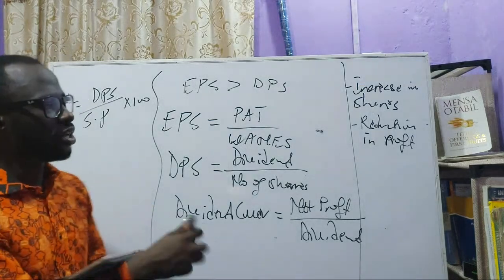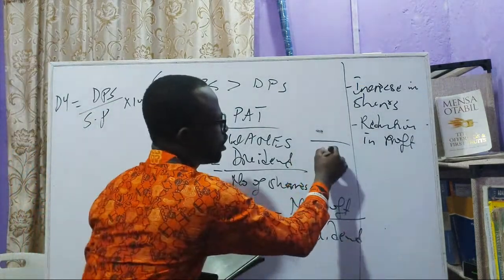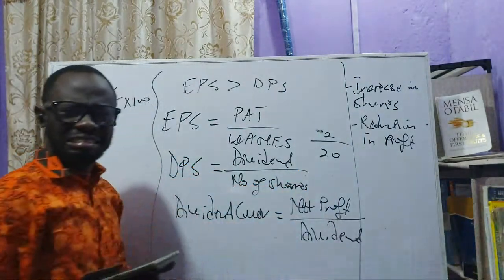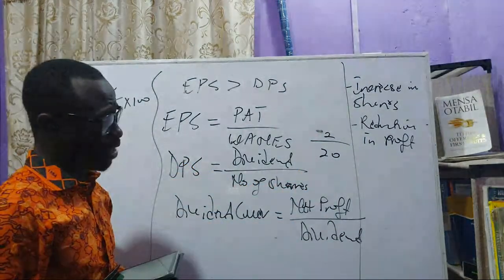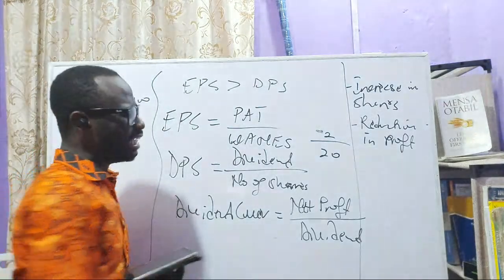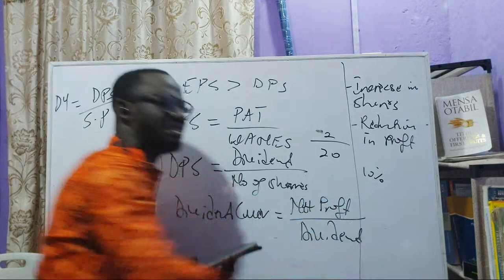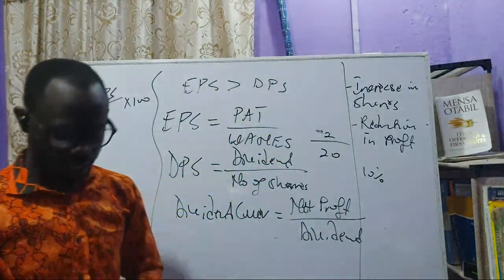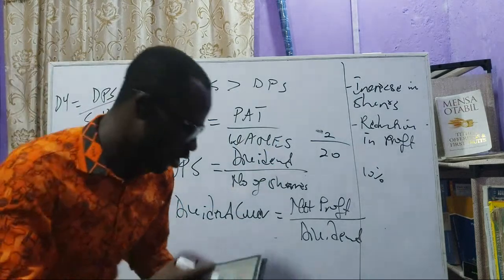So if, for instance, the share price is, say, $20 per share, and you're making a dividend of, say, $2, is that good? That's 10% returns. And that may not be good, okay? So the higher the dividend yield, the better it is for the company.